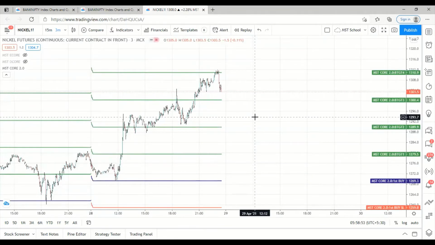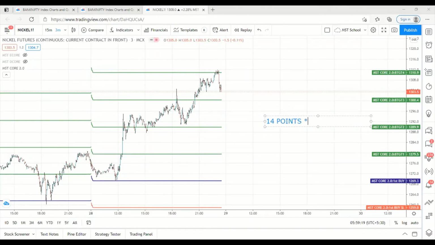So how many points did you get? Let us see. 1270 minus 1311. Oh, 41 points you have got. So 41 points means 41 into 1,500 rupees. Each point is 1,500 rupees. So it has given us 61,500 rupees profit in a single lot of nickel trading. So this is yesterday's performance.